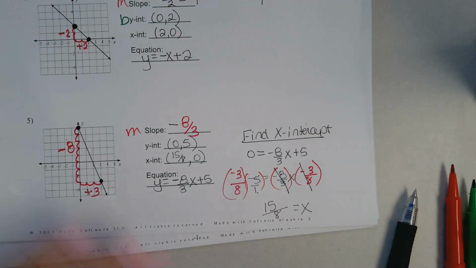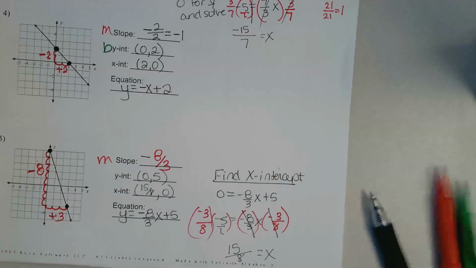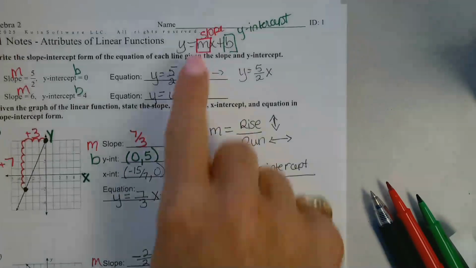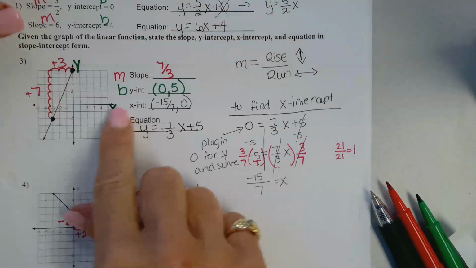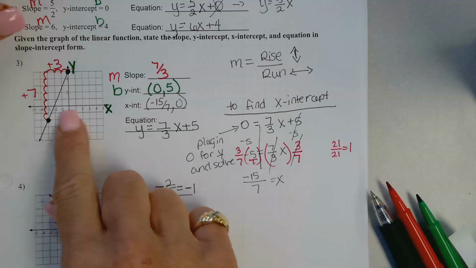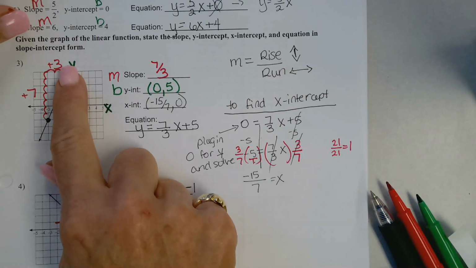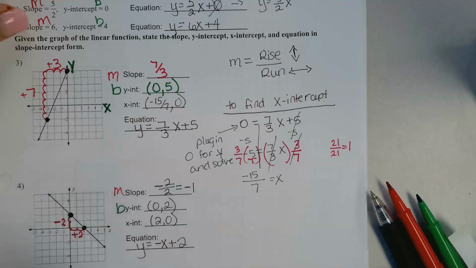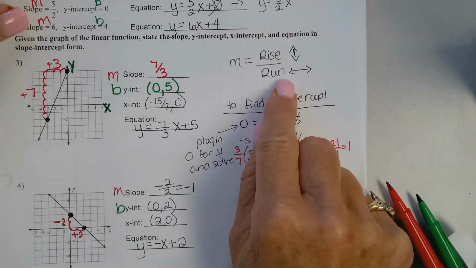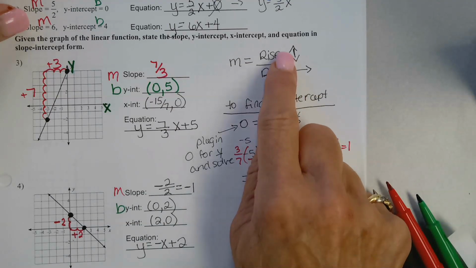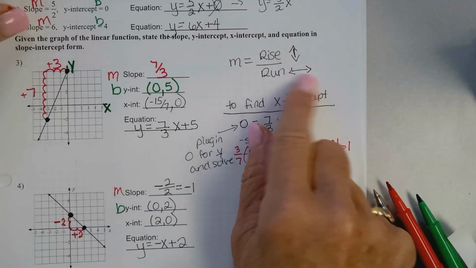All right, so to reiterate, the two things you need to write the equation of a line in slope-intercept form is your slope and your y-intercept. When you are on your x-axis, your y-coordinate is always 0. When you're on your y-axis, the x-coordinate is always 0. And to find your slope, do your rise, which is your vertical distance, over your run, which is your horizontal distance.